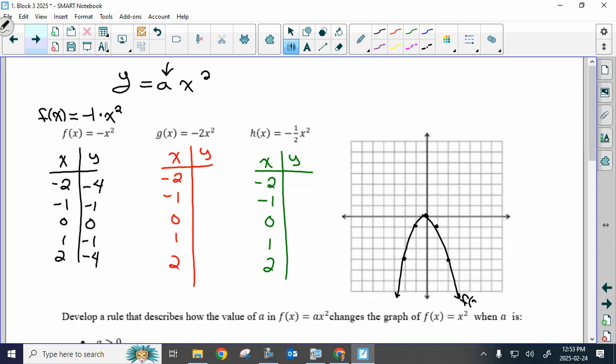And because there are multiple functions on the same grid, make sure you label it accordingly. F of x needs to be labeled, g of x needs to be labeled. Maybe you want to start bringing different highlighters to class or different colored markers, so when you have different graphs on the same grid, you have a distinguishing feature.